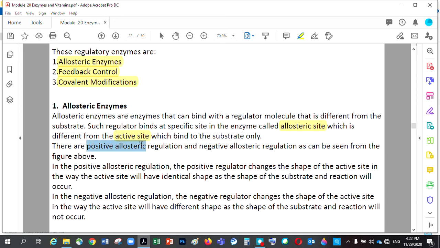So there are, as I said, positive regulation and negative regulation. We discussed this a couple of minutes ago, and you have seen it from the figure. In the positive allosteric regulation, we have activators such as the cofactors sodium ion, potassium ion, and calcium ion. Those can come in and attach themselves to a site, not the active site but another site, so they can control the way the active site will fit itself properly to the shape of the substrate and the chemical reaction occurs. In the negative allosteric regulation, the negative regulator, the inhibitor, changes the shape of the active site in a way that it will be different from the substrate and the reaction will not occur.